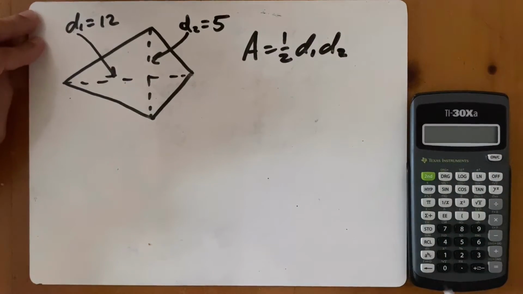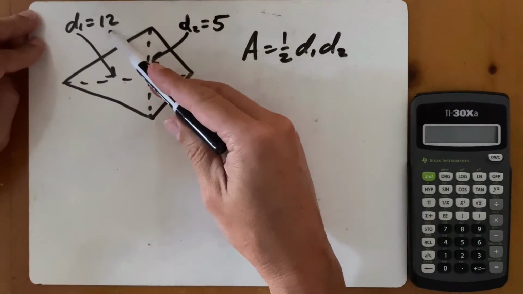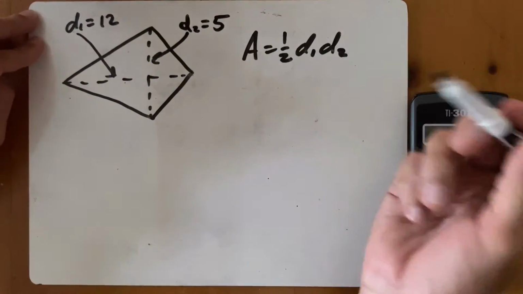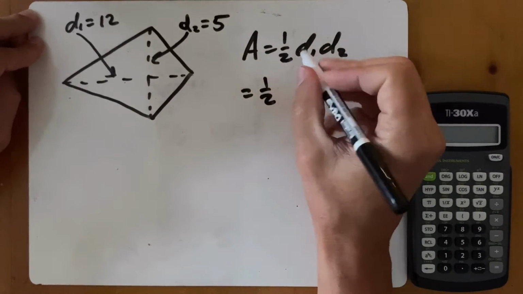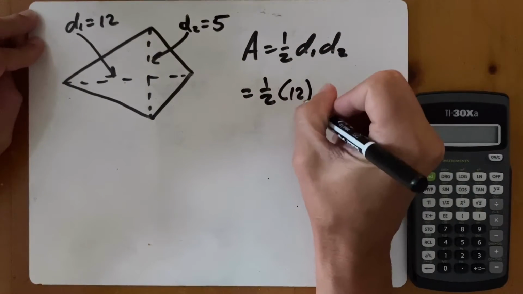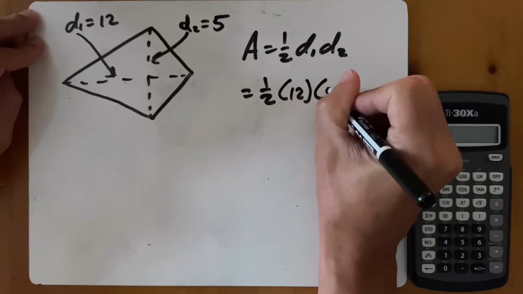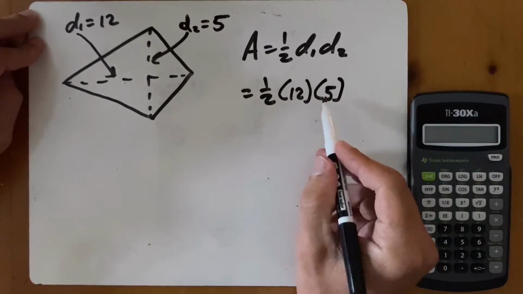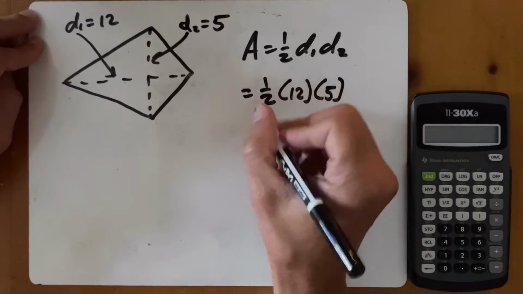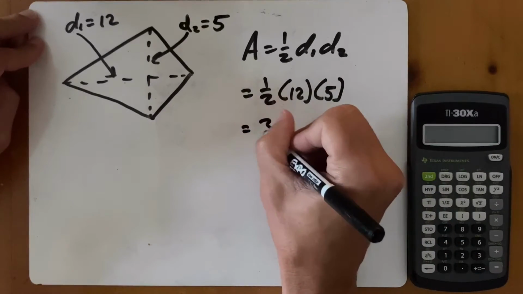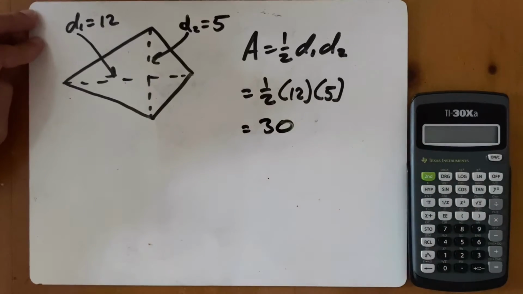All right, so this one's pretty simple. All we're going to do is multiply the two diagonals together and then divide by 2. So let's go ahead and plug that in. First diagonal is 12. Second diagonal is 5. So 12 times 5 is 60. And then 60 times 1/2, our total area of our kite is equal to 30.